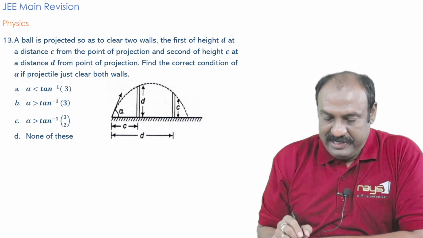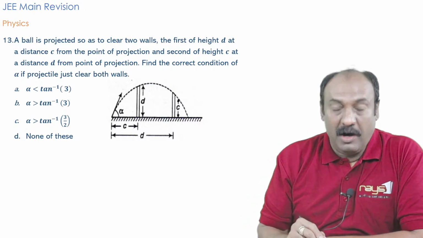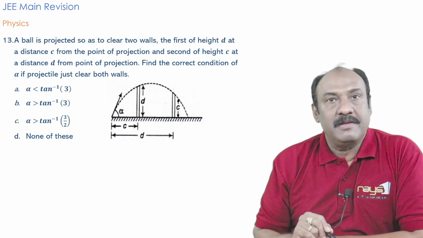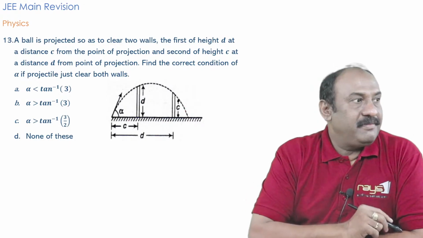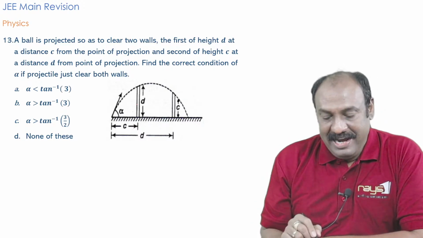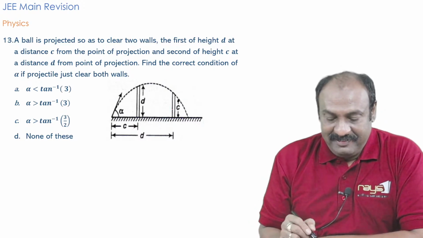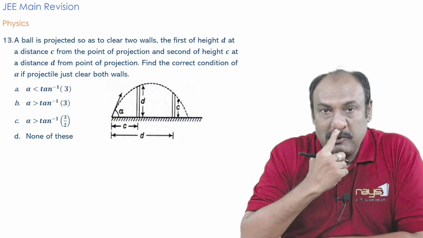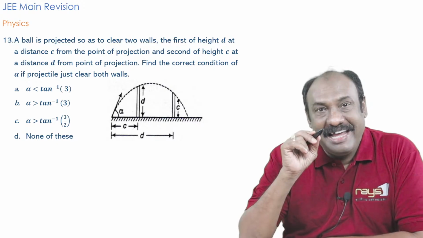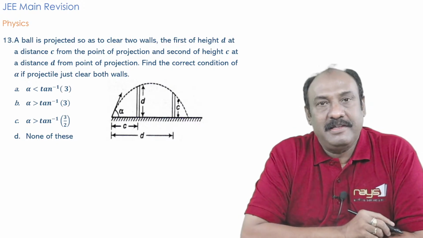According to the given data, the ball clears both walls of certain heights d and c at distances c and d. So, these walls have heights d and c at distances c and d. If this ball clears these two walls, then what do we want? At what angle it is to be projected, that we want.